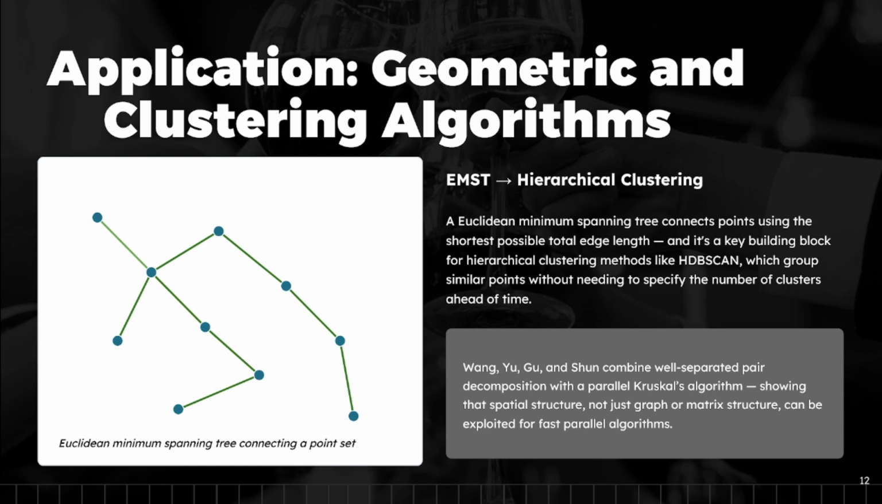What I find interesting about this line of work is that it shows parallel algorithm design isn't just about graphs or matrices. Geometric and spatial problems have their own structure, and exploiting that structure carefully is what makes a truly fast parallel implementation possible, rather than just parallelizing a sequential algorithm in a naive way.